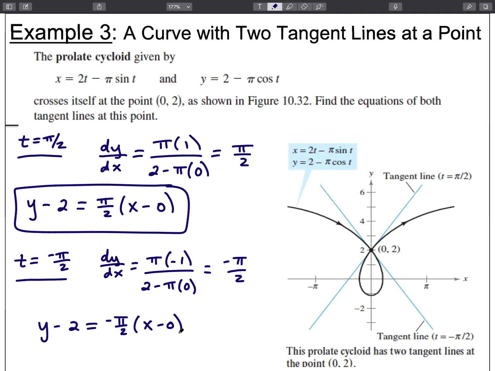And if you look at the picture that we have off to the right here, also on your paper, you'll see that we have these two tangent lines, and now we have the equations for them as well. Okay, so very good. That will be example 3. Again, as always, if you want to pause and take a look or talk about it, feel free.